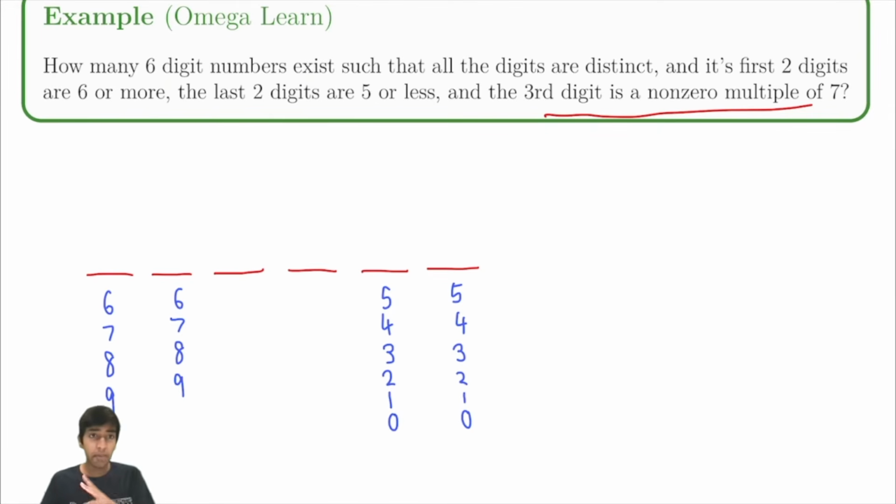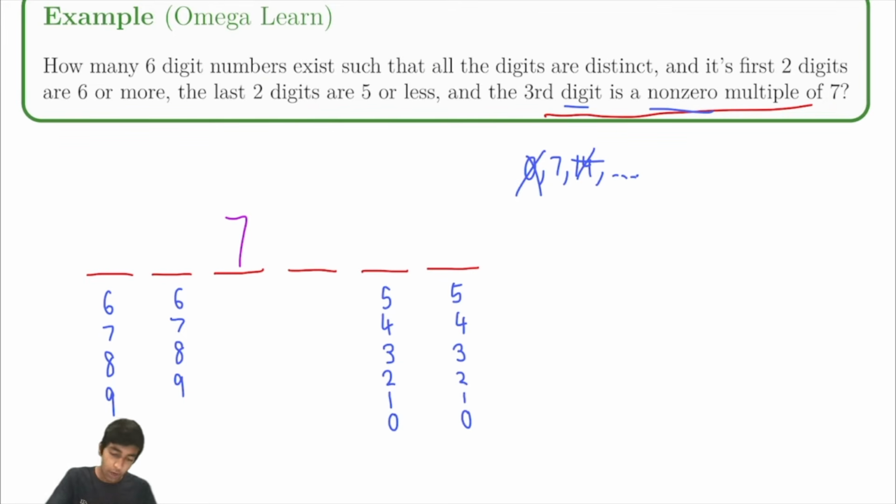The third digit must be a non-zero multiple of 7. So what are the multiples of 7? 0, 7, 14, etc. But it's a digit, it's not a number. So it's not a big number. It must be from 0 to 9. 14 onwards are too big. And it says non-zero, so not 0. The only choice for the third digit is, well, 7. So that's the most restrictive condition because we only have one choice. So one choice over here.